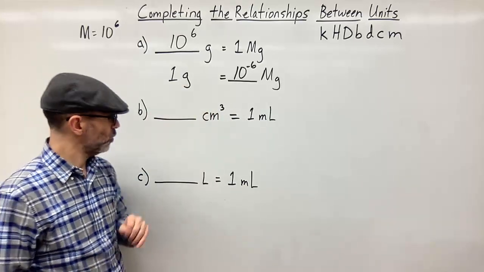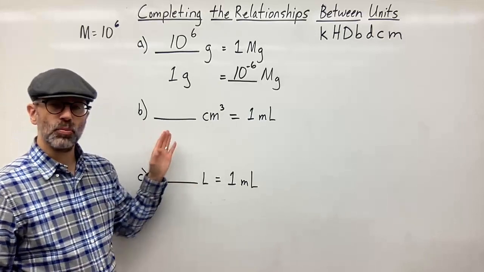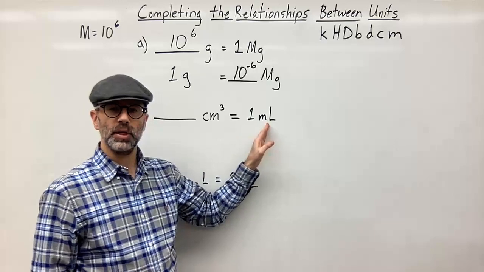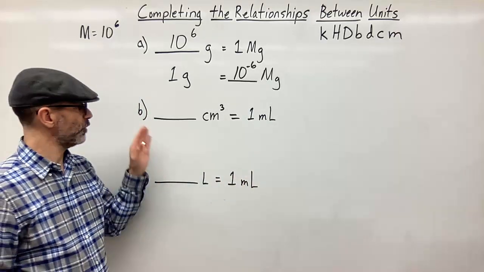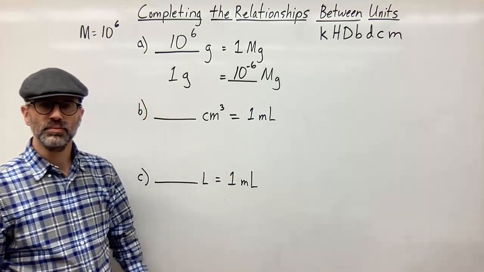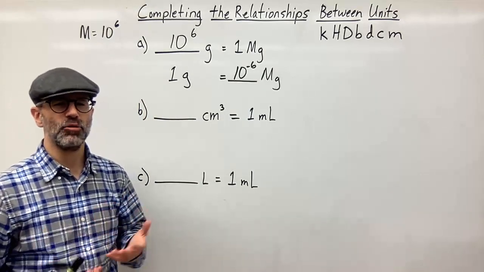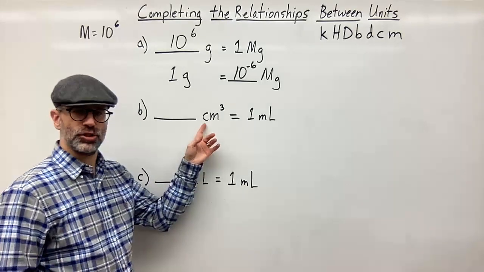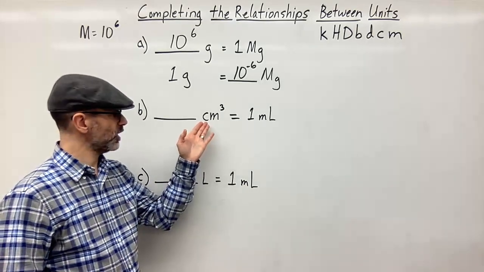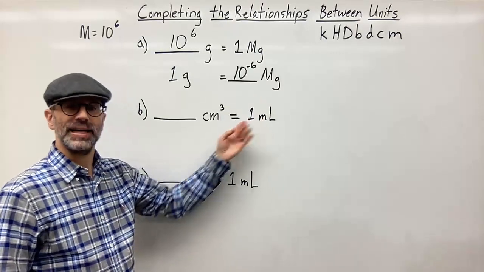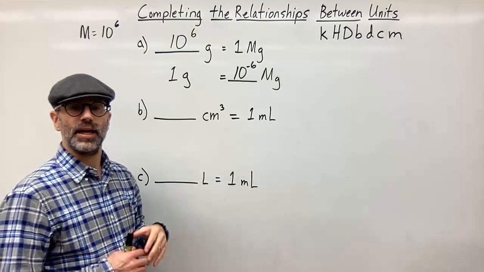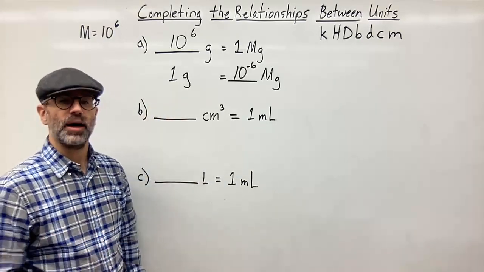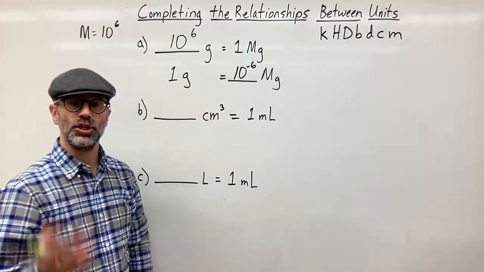Okay. What about B? So B, I have centimeters cubed equal to 1 milliliter. So I need to fill in the blank here. Now here, prefix units aren't really going to help me. One thing I could do is a conversion: convert 1 milliliter into centimeters cubed, and then whatever number I get, I would put it there. So that's one way you could do it. But this is a special relationship that you should know.